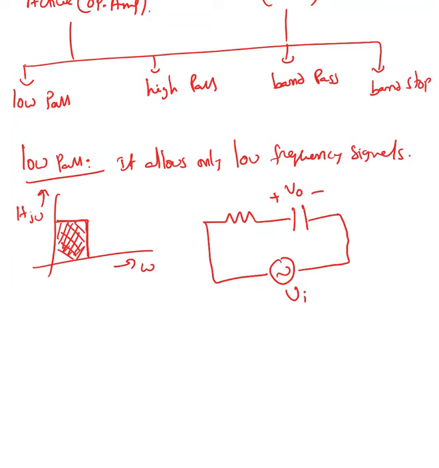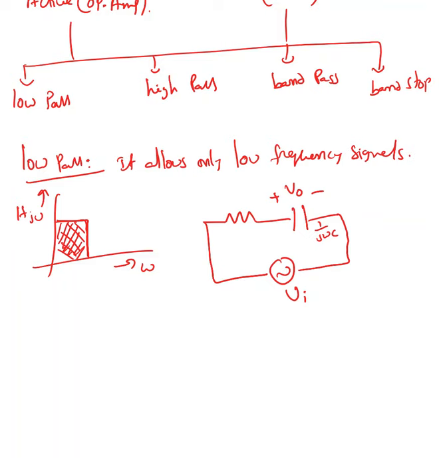Now as my frequency increases, this value, 1 over j omega C, is the capacitor reactance. As omega increases, this value goes down, down, down. So at high frequency this is almost 0, and V naught is going to be 0. Basically, at low frequency you will see the output, and at high frequency your output is almost 0. So this is simply a low pass filter.